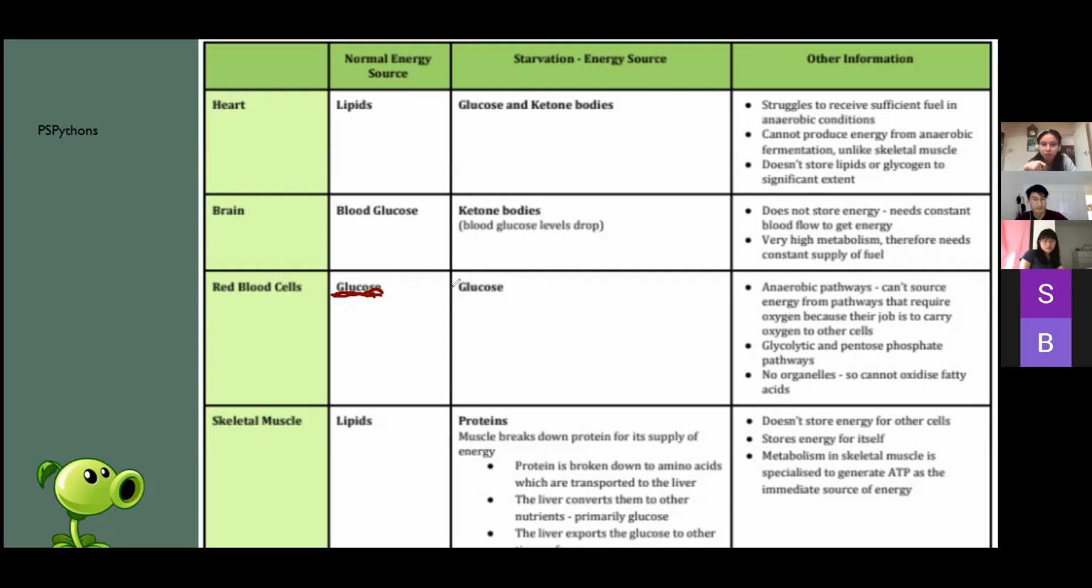And yeah, it would be counterintuitive if the red blood cells used aerobic respiration, because they'd be using up the oxygen that they're meant to carry. So that'd be pretty stupid. So yeah, just remember that red blood cells use up a lot of glucose.